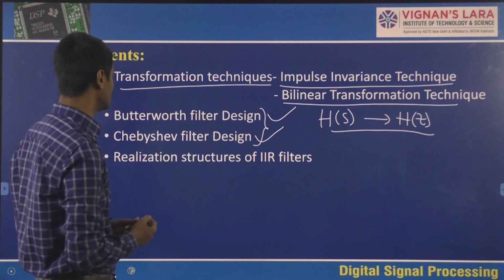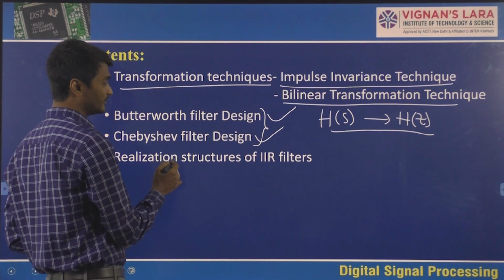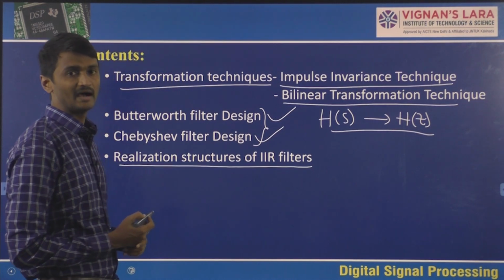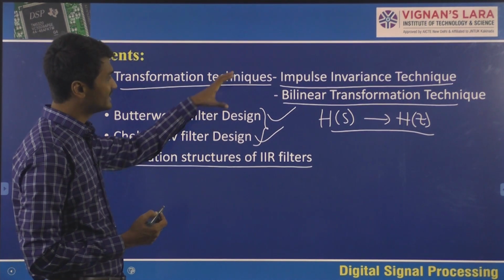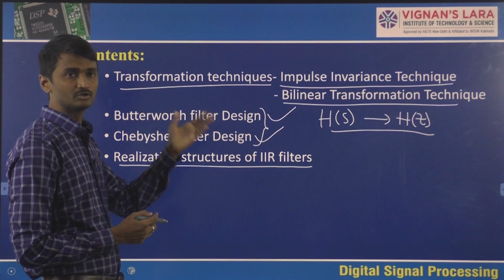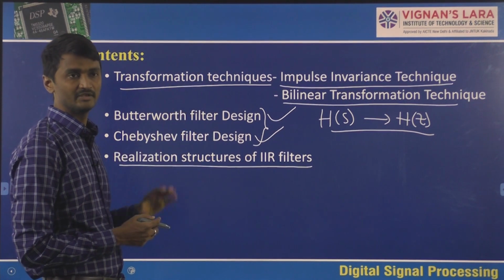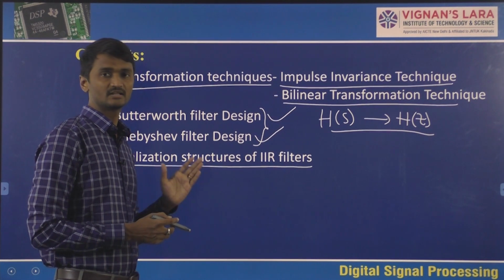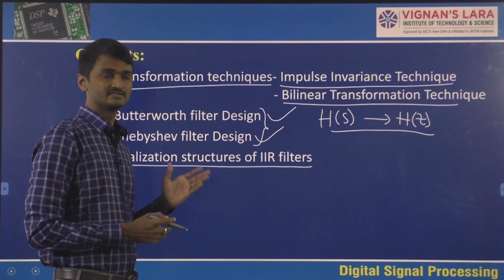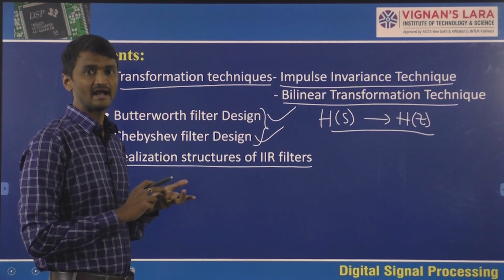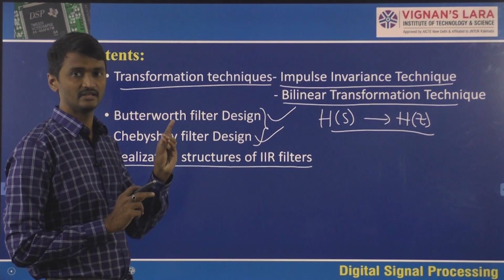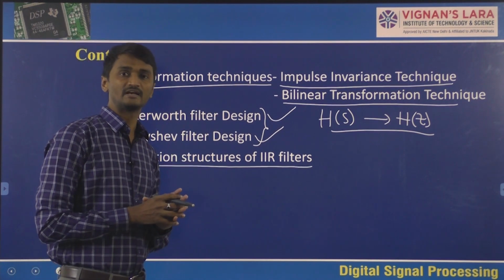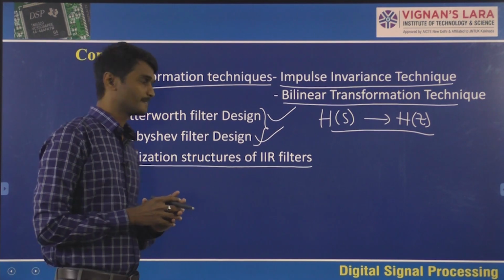Okay. The last topic in the third unit is realization structures of IIR filters. After designing that digital filter, we have to realize that transfer function by using basic building blocks of digital filters. So what are the basic building blocks of digital filters? Simply it is multipliers, adders and delay elements. By using these three elements, we realize those digital filter transfer functions.